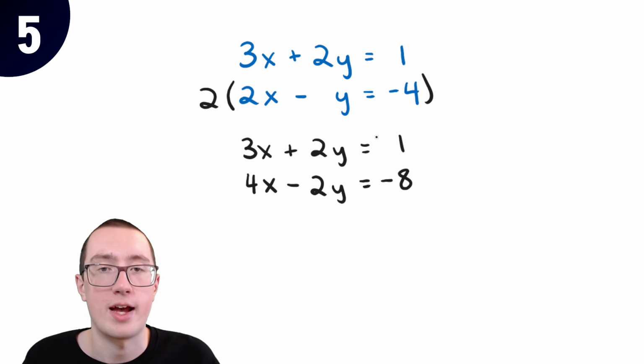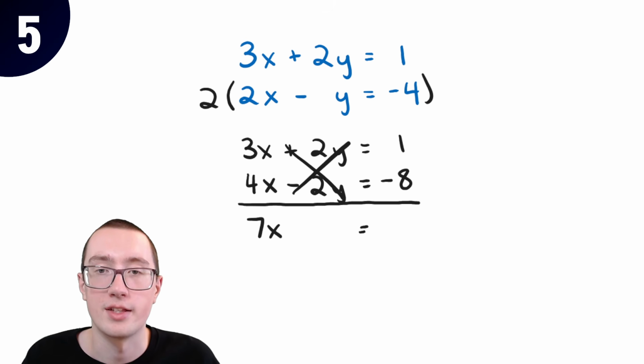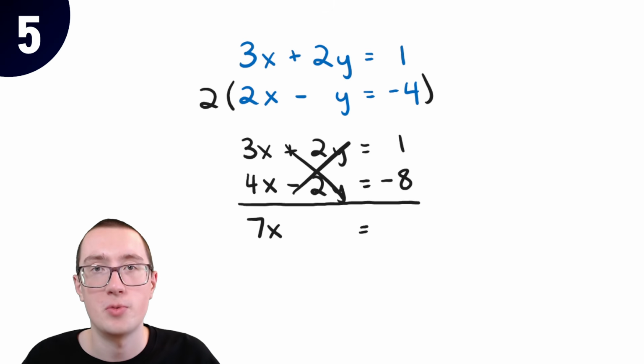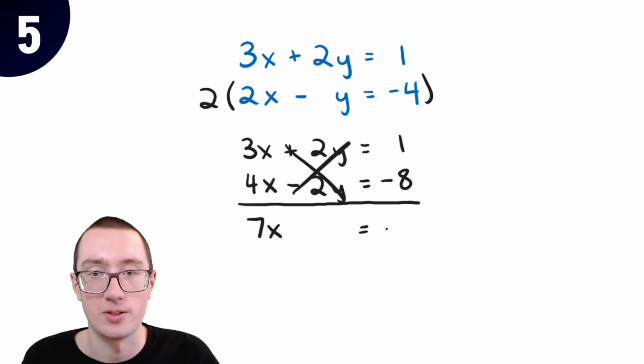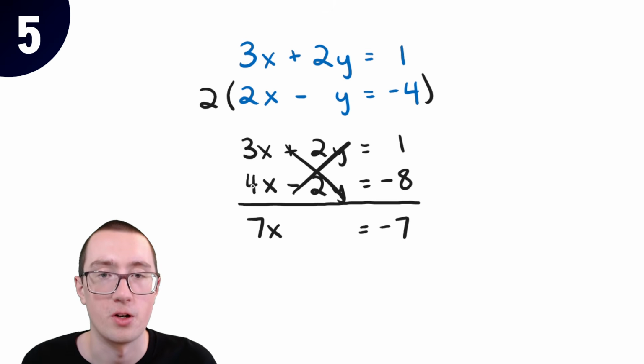And now let's go ahead and try adding these equations together. 3x plus 4x is 7x, and then plus 2y minus 2y, those are going to cancel out to 0, like I said before. And then that's going to be equal to 1 minus 8. Whenever you get confused about negative numbers, just think of it as money. So you earned $1, but then you lost $8. So you're down $7, so minus 7.